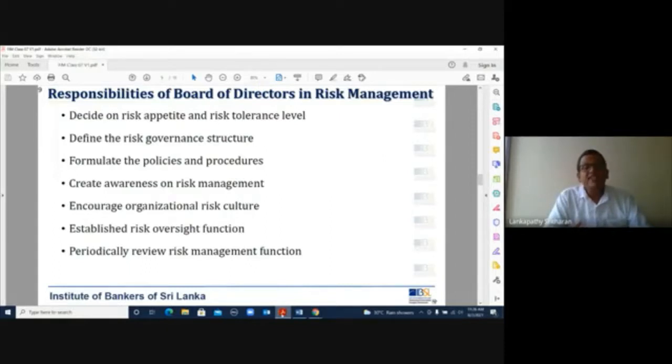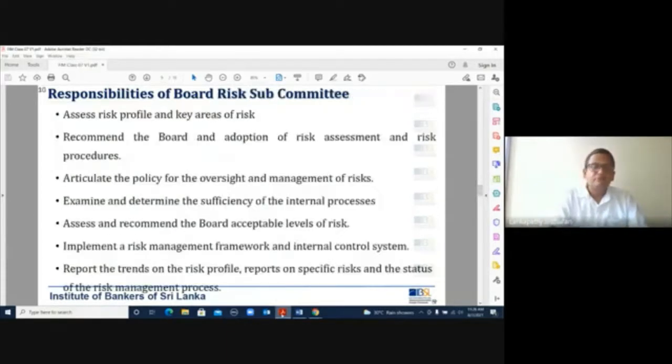Encourage organizational risk culture. Actually, risk has to become a culture. So that is also something they have to do, and establish a risk oversight function and periodically review the risk management function. Everything comes under this responsibility. If in the exam there is any question like that, if you can just write down these functions with a small elaboration, that is good enough to get marks.